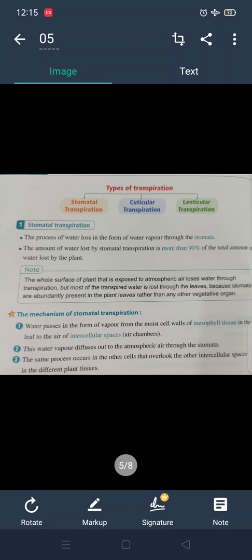Number 1, stomatal transpiration. It is the losing of water in the form of water vapor through stomata, so we call it stomatal transpiration. More than 90% of the water lost by the plant is by stomatal transpiration.